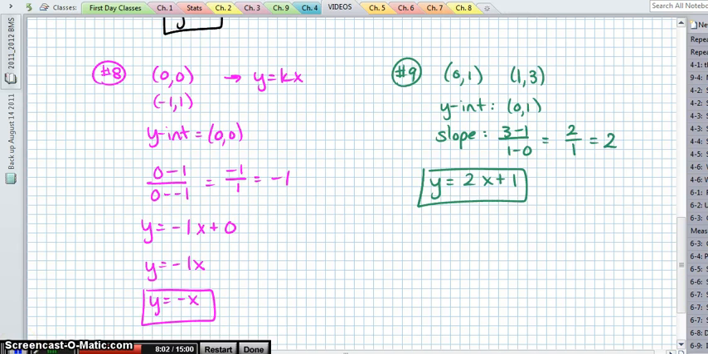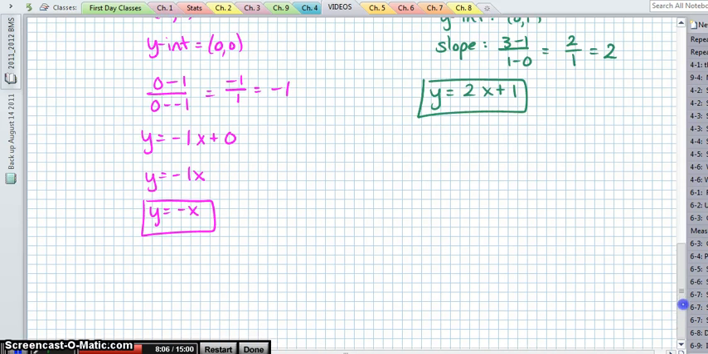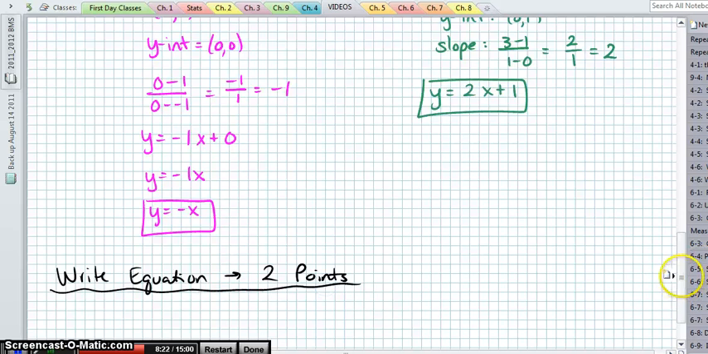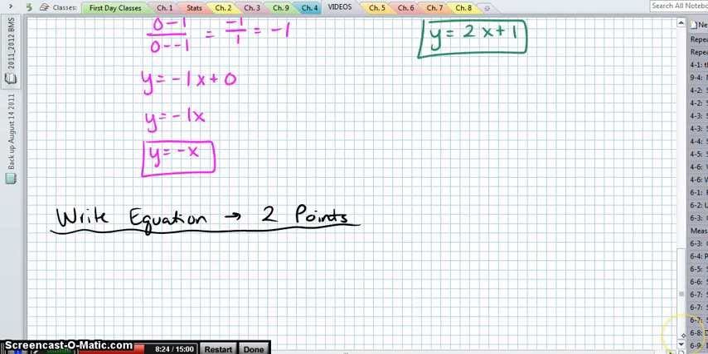Let's go ahead now and see when we might use point slope form and how that might be helpful. Okay, so let's go ahead and write an equation given 2 points. So before we were looking at the graph. Now let's just say I don't give you a graph, I just tell you these 2 points lie on the same line. Write their equation. There are a lot of different ways to do this, and one way is to use point slope form.